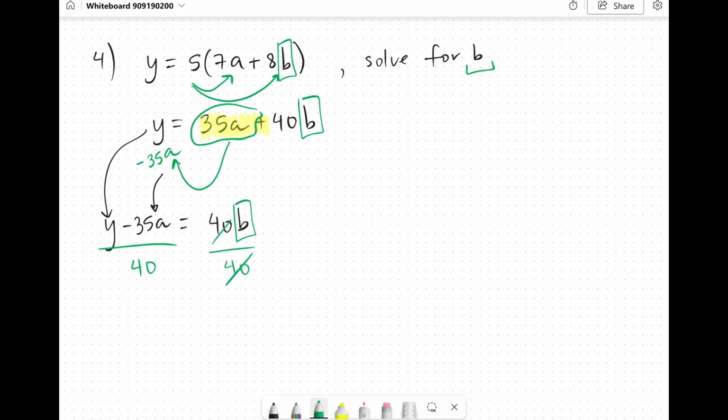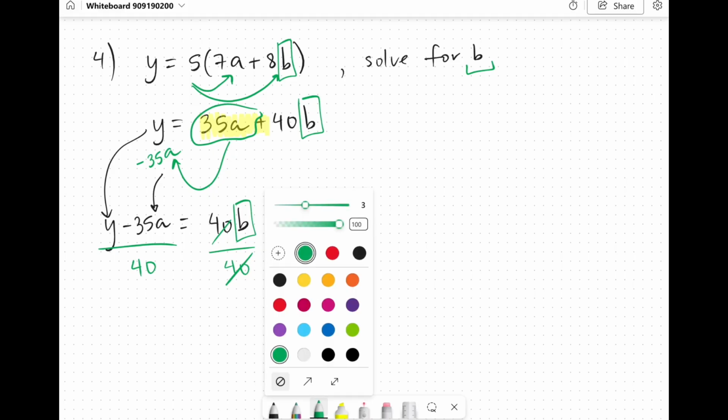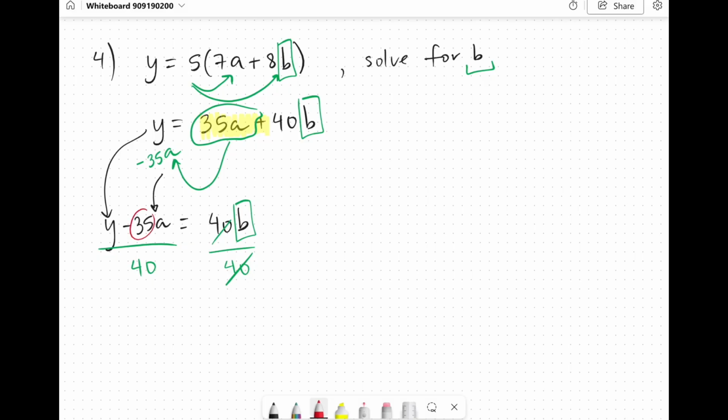And again, please do not try to reduce this 35 and the 40 for the exact same reason as we had with the 7 in the previous question. 40 impacts the y and the 35a. So you cannot simply take that 40 and reduce it with the 35. Leave it alone. It cannot be simplified any further. So we get y minus 35a over 40 equals b.